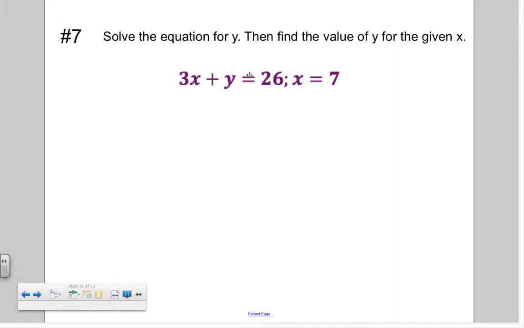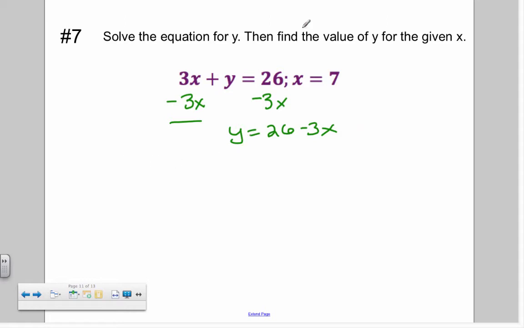3x is being added to y. So we need to undo that first. The inverse operation for addition is subtraction. So I'm going to subtract 3x from both sides. 3x minus 3x is 0, so on this side I'm only left with y. And on this side I'm left with 26 minus 3x. Now, these are not like terms because they can't be combined. You could also write this as negative 3x plus 26.